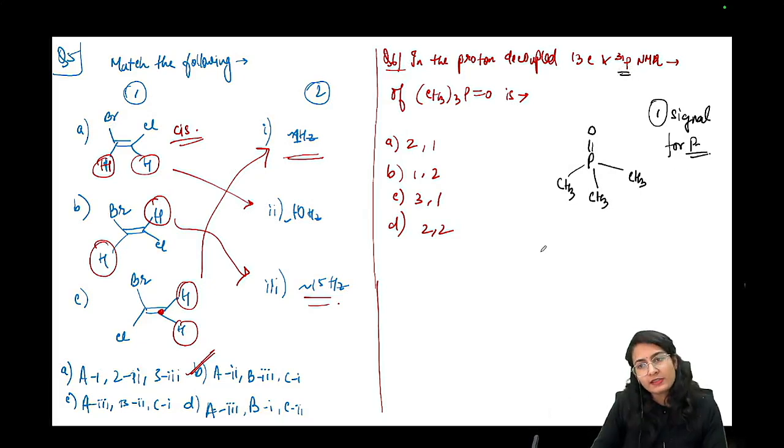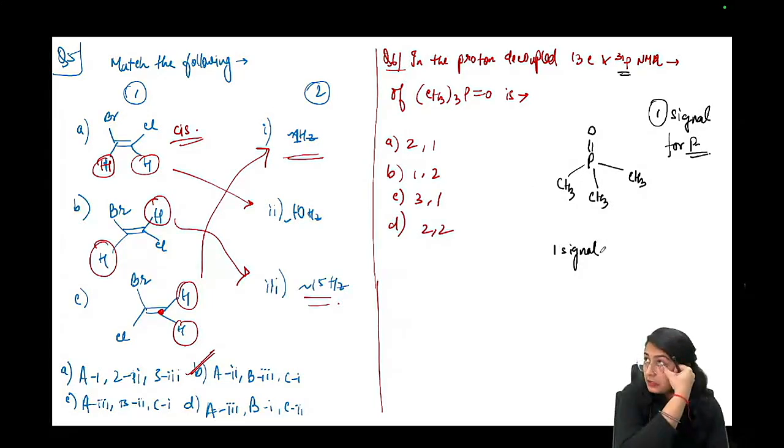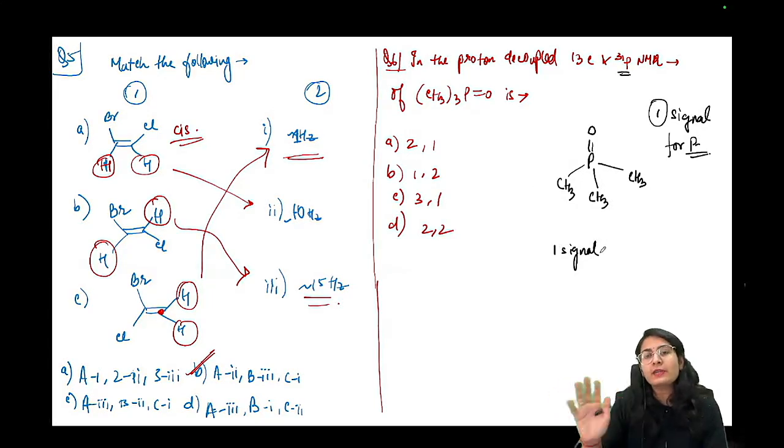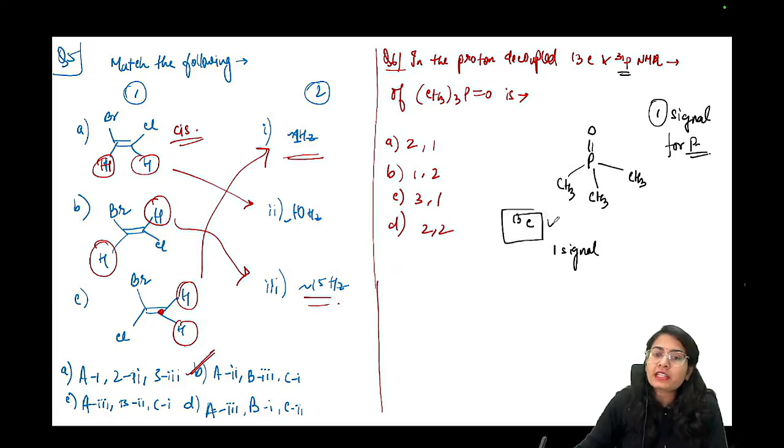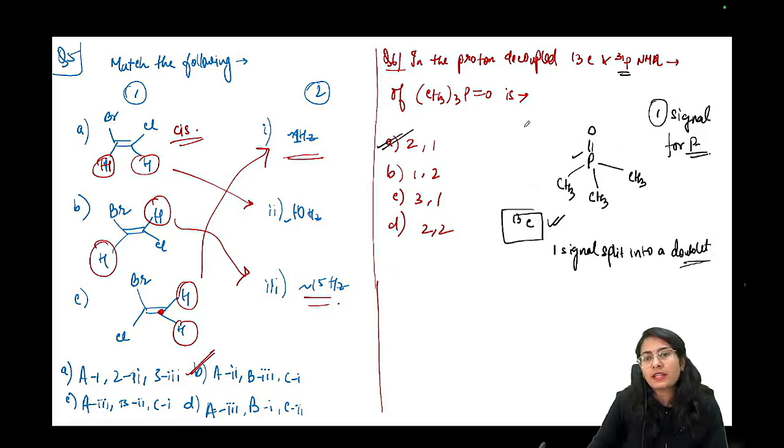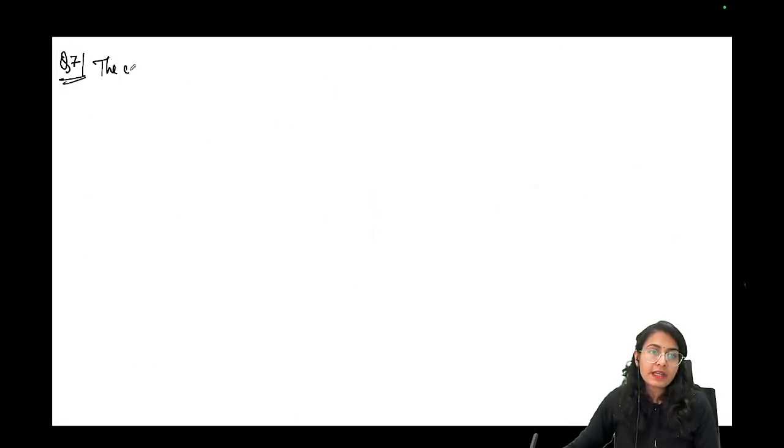For carbon, how many signals are going to be? Carbon भी तो सारे same है. All of these methyls are going to be the same, it looks like. So one signal for the carbon also. And since you are not having any proton, but when we are checking the C13 signal, then the carbon is active only because we are looking for active carbons. Then the carbon is going to be split by the phosphorus, isn't it? Split into a doublet by phosphorus. So 2 and 1 is the correct answer.